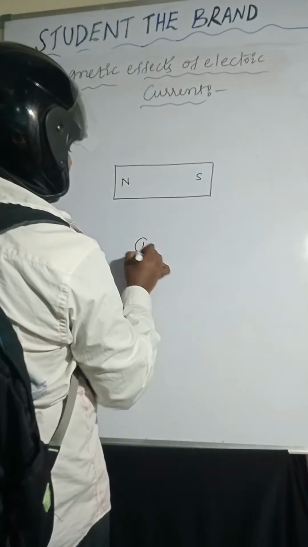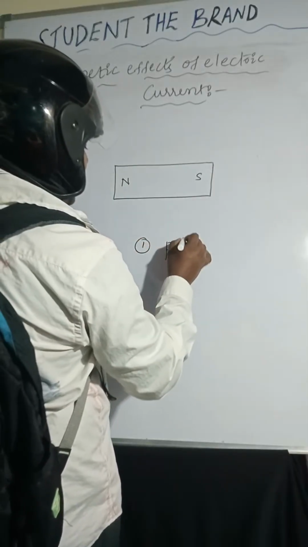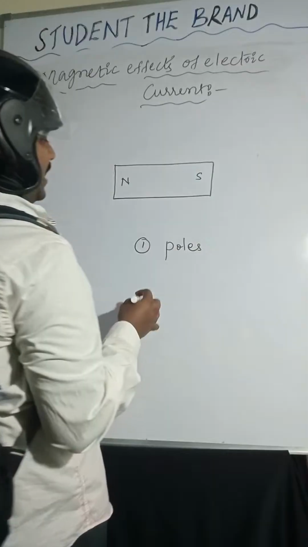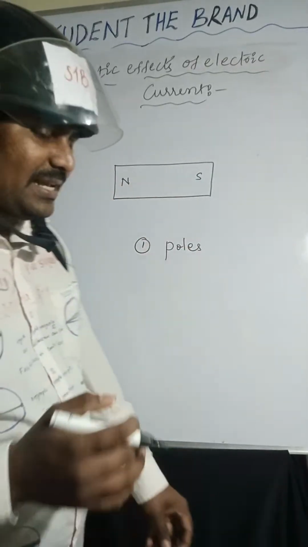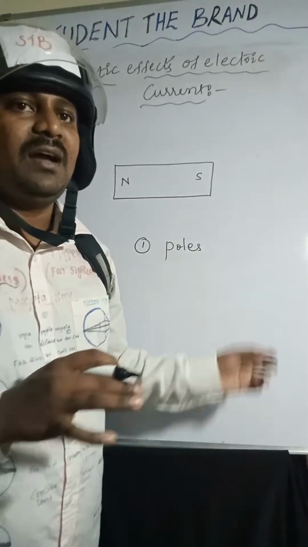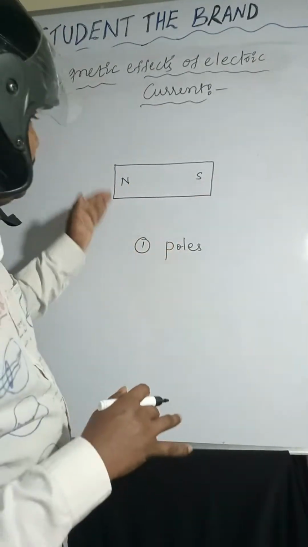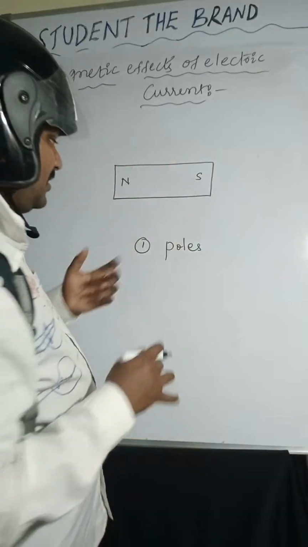Point number one: poles. A magnet has two poles, north pole and south pole. Both poles have equal strength.